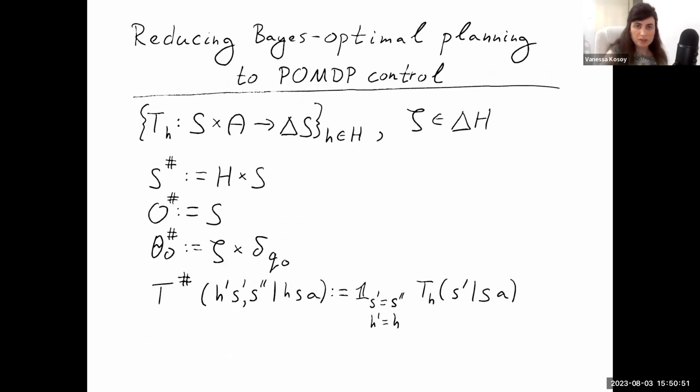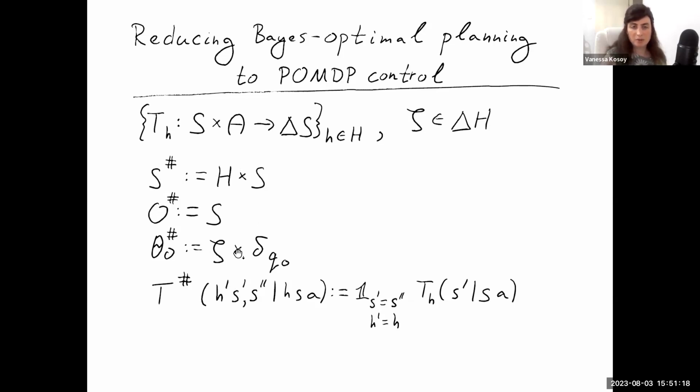So now the connection comes. How is it related? Before we were talking about Bayes optimal planning. Bayes optimal planning can be reduced to the control problem of a POMDP. How? Suppose we have some set of MDP hypotheses with a prior over them. Then we can build a POMDP where the new state space is the product of the hypothesis space and the state space. The observations are going to be the state space.